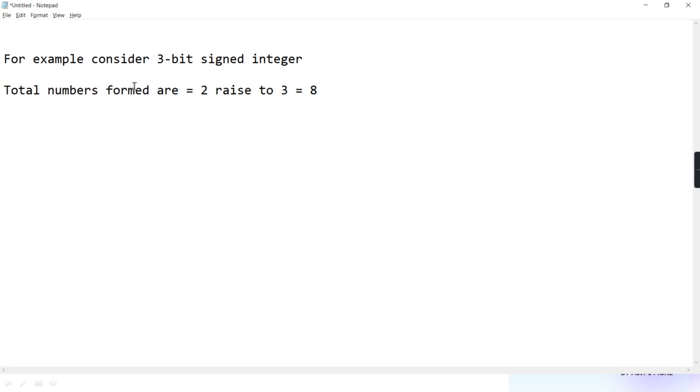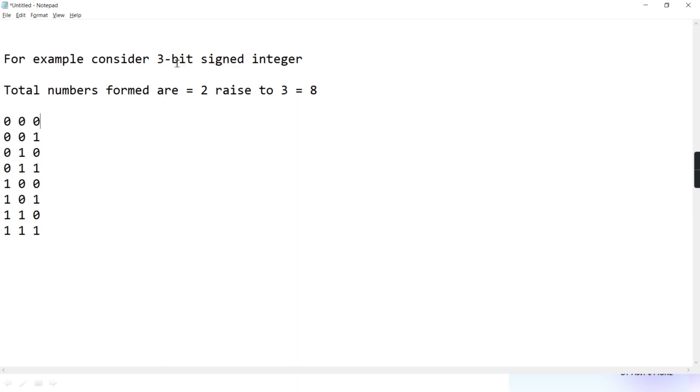So first of all, you got to know that if your data is a 3-bit signed integer, the total possibilities are 2 raised to 3, that is 8 total numbers formed. Bitwise, it will be 0 0 0, then 0 0 1, 0 1 0, and 0 1 1. All these 4 have a sign bit 0. And now all these 4 have sign bit 1. Do you agree, guys? Yes, sir. So are there all together 8 combinations?